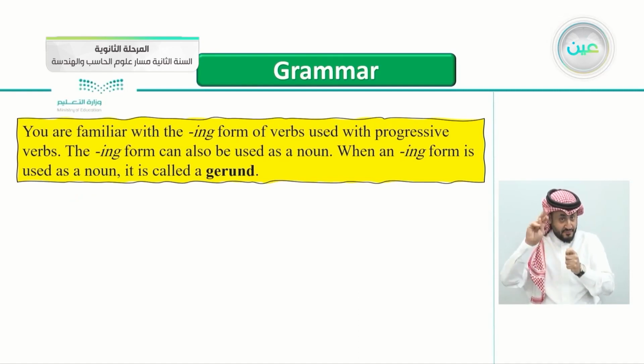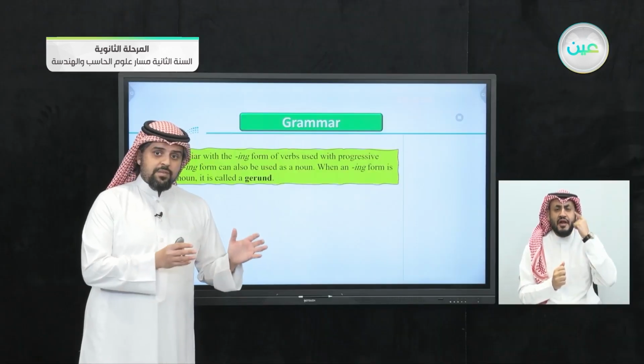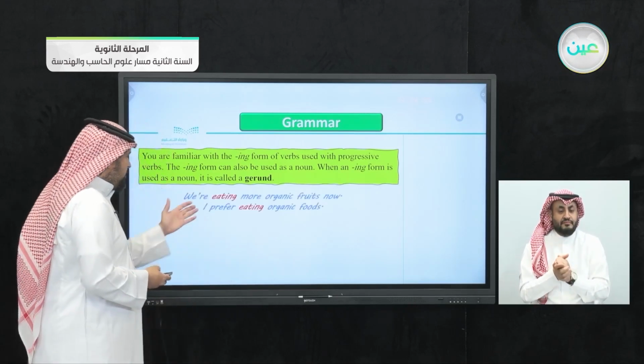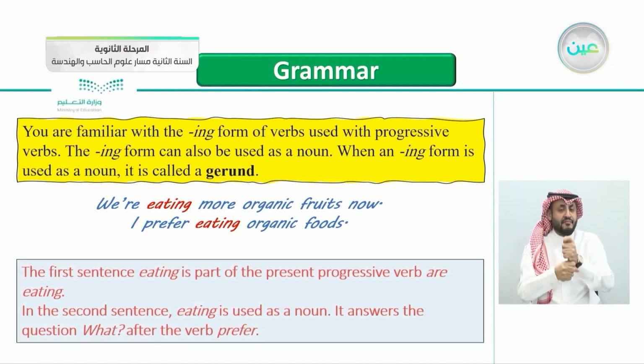The ing form can also be used as a noun. When an ing form is used as a noun, we call it a gerund. So again, what is a gerund? It is an ing form of the verb that acts as a noun. For example, here, we're eating more organic fruits now. And the second example, I prefer eating organic foods.